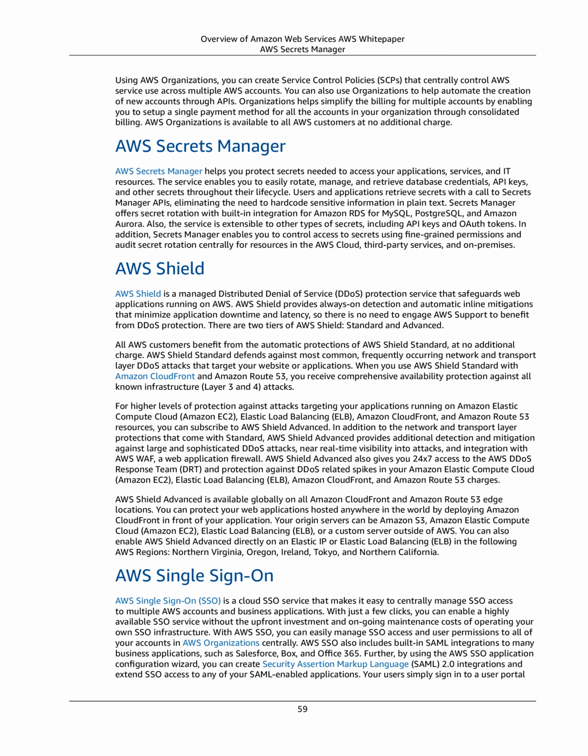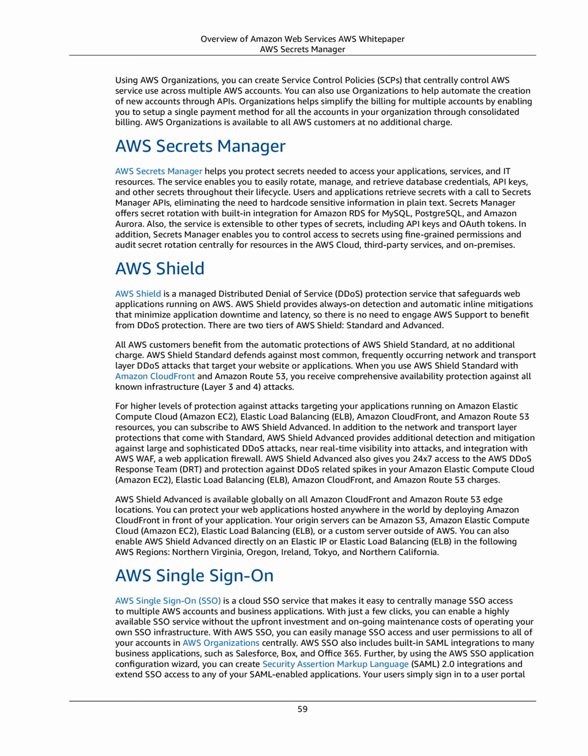Also, the service is extensible to other types of secrets, including API keys and OAuth tokens. In addition, Secrets Manager enables you to control access to secrets using fine-grained permissions and secret rotation centrally for resources in the AWS cloud, third-party services, and on-premises.